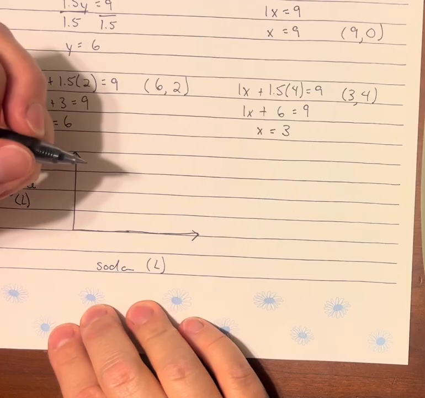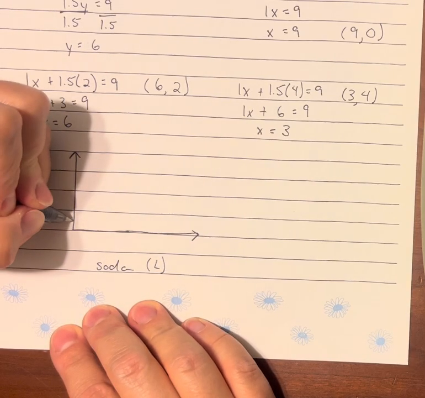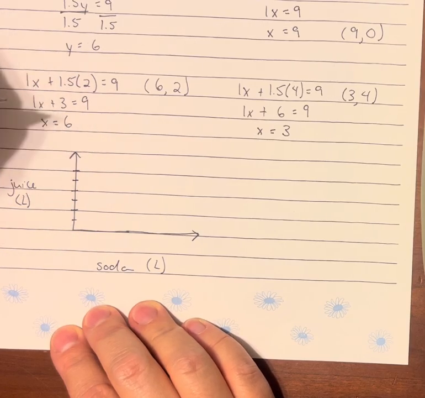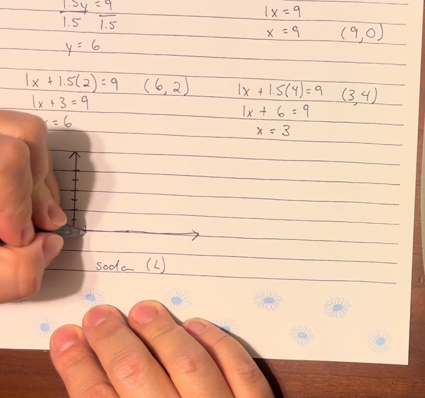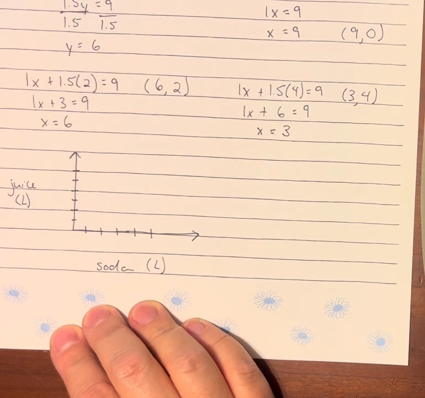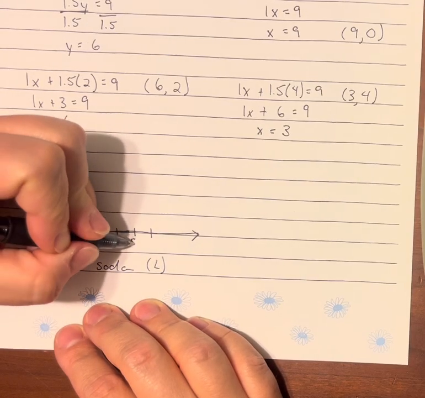Again, in liters. All right, so looking at our points, the biggest number we have is 9. So I'm just gonna count by 2s, I think, in all directions. So 2, 4, 6, 8, 10. 2, 4, 6, 8, 10. Okay, should maybe label that.